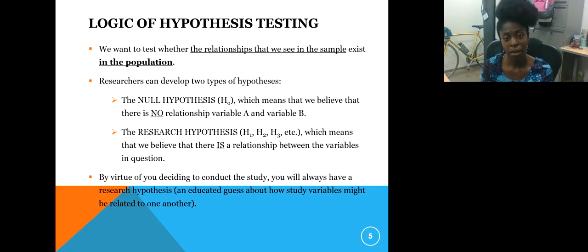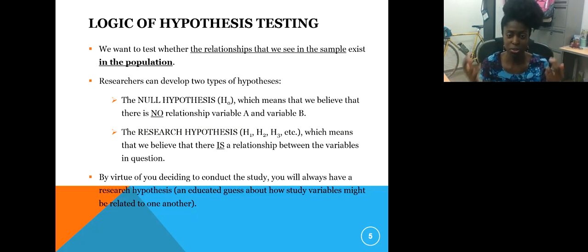So, for example, hypothesis one might be, I believe there's a relationship between gender and salary. Hypothesis two might be, I think there's a relationship between age and salary. Three might be, I think there's a relationship between education and salary. And so your null hypothesis for all of them, H naught for hypothesis one, two, and three, would be there is no relationship between gender and salary, age and salary, education and salary. H naught is not something that we ever actually write in a study.